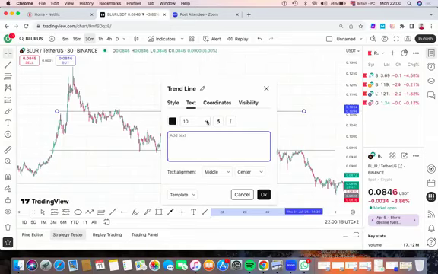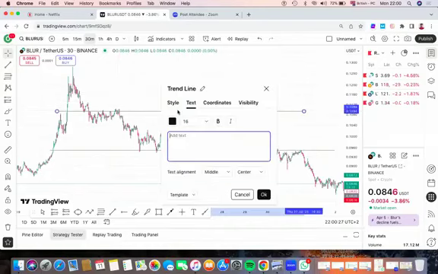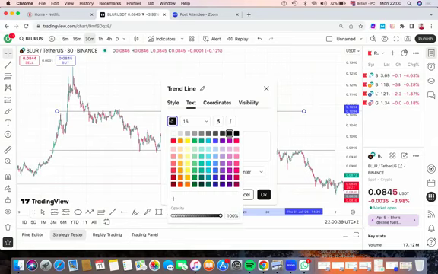So let me just increase this to around 16. And then I go to my text. So for you to write on the trend line, just double click on your line, and then you go to the text. You can change the color to whatever color you want. Now I'll just leave mine to like black. So by me just clicking on it, I can switch the color to either red or any of those colors, okay?